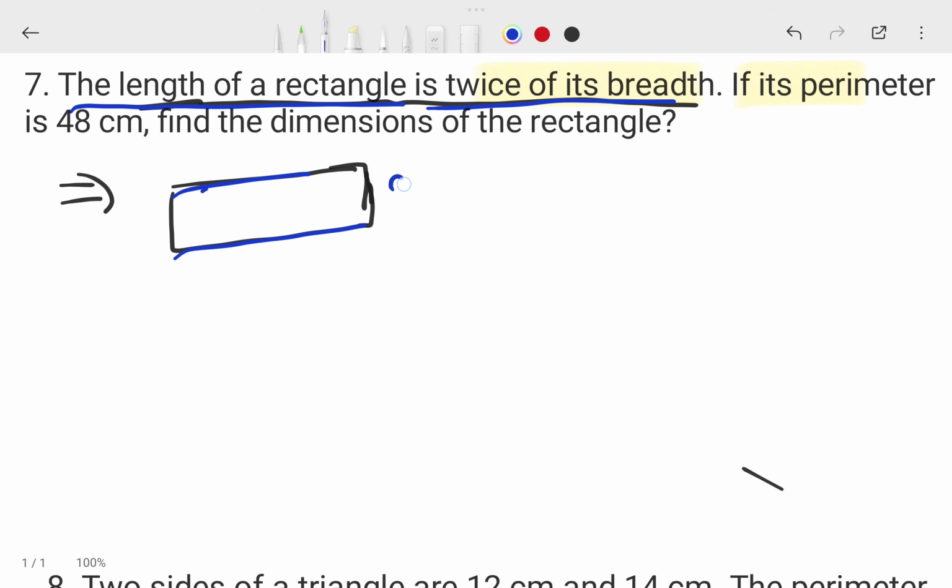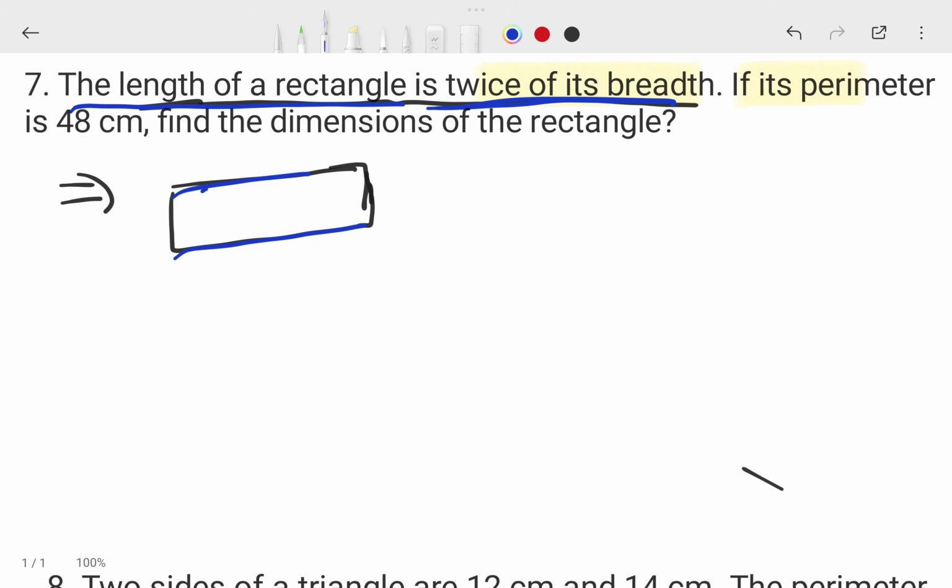Why? Because the length is twice the breadth. If the breadth is 2, then the length is 4. If it is 4, then it's going to be 8. If it is 10, it's going to be 20. Whatever breadth is given, the length will be two times more. If it is 3, it's 6. If it is 8, it's going to be 16. Okay, understand?